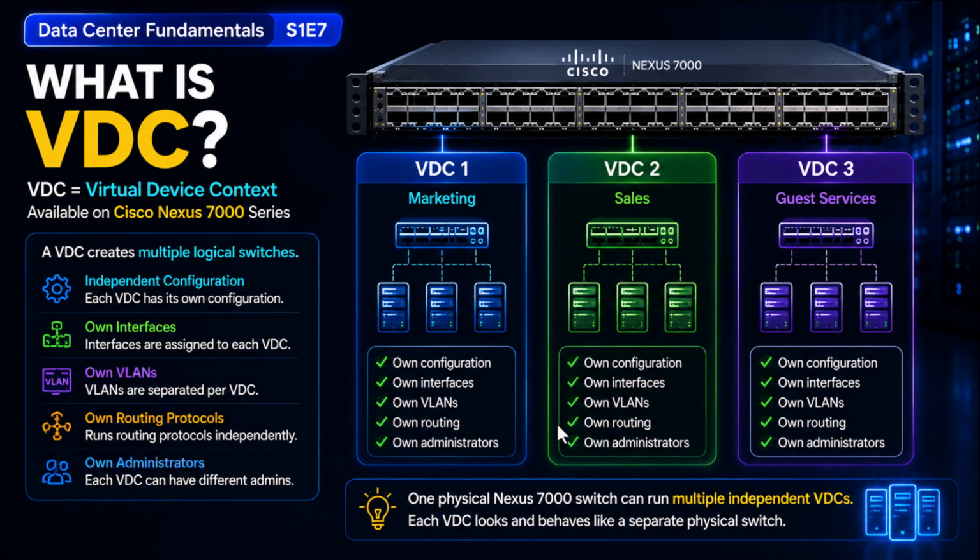This provides a stronger separation than simply creating multiple routing tables. From an operational point of view, each VDC looks and behaves like an independent switch. However, all the VDCs still share the same physical chassis. This allows large organizations to reduce the number of physical devices while maintaining separate administrative and network environments.